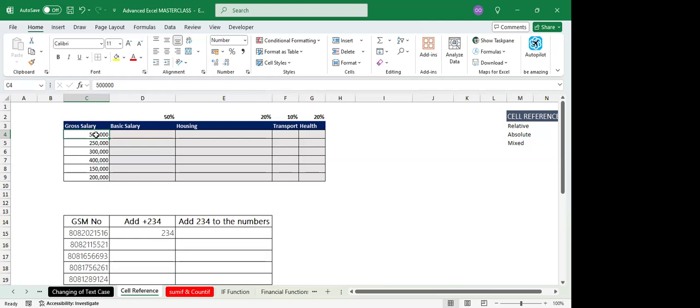Now we have this guy who collects a gross salary of 500,000 naira at the end of the month. His pay is 500,000 naira. And then we have said that 50% of that 500,000 naira is his actual basic salary. So applying mathematics, what is the basic salary? What is 50% of 500,000 naira?